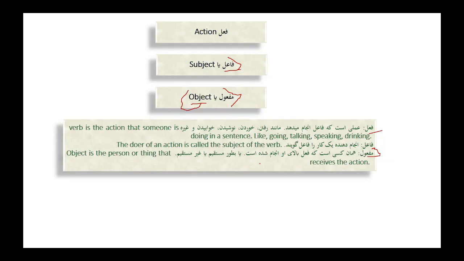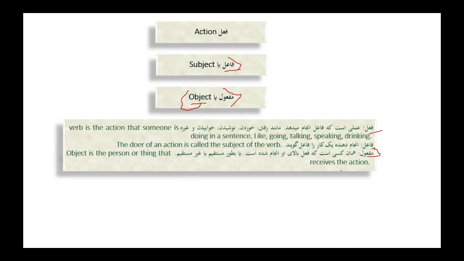So object is the person or thing that receives the action, either directly or indirectly. See, I'm doing an action. This action or this event happens affecting someone or something, right? Those persons who are affected by the action is called the object of the action, right? Who receives this action is called the object of the action, of the verb or in this sentence, right?